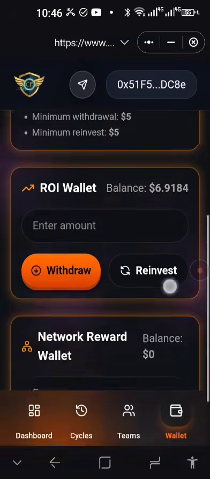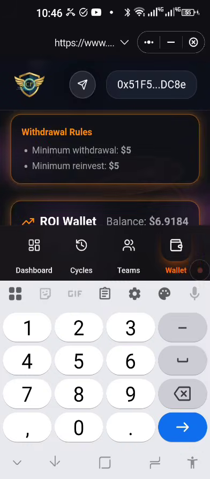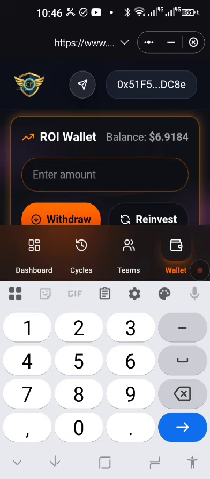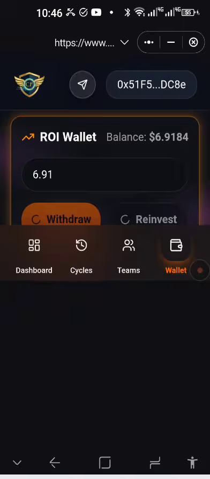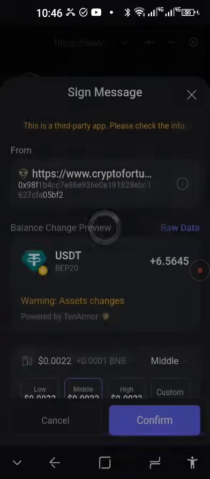So remember, when you withdraw, you can withdraw the cents as well, not the same as reinvestment where you can't reinvest the cents. So I'm going to put 6.91 to withdraw, and I press withdraw and confirm.